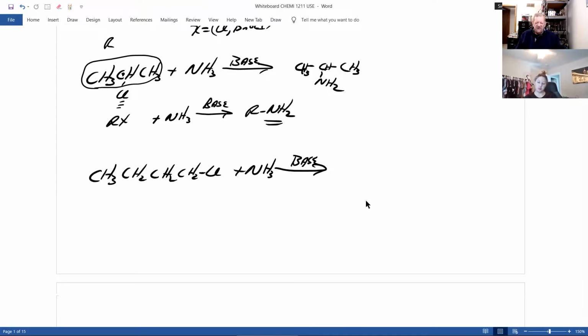And it's your turn. What would be the product or products of the following reaction? 3 points each. While you're doing that, I'm going to put away my mouthwash because I don't need it. I used it already today.